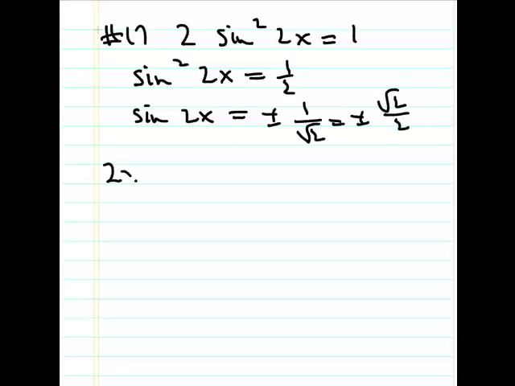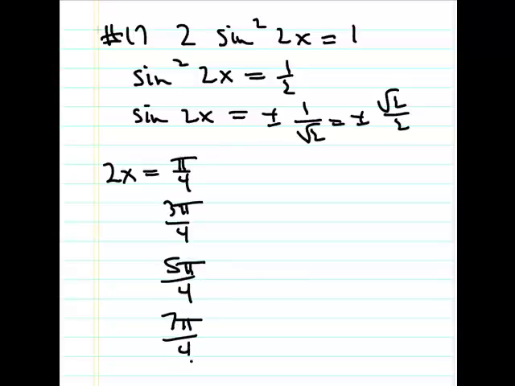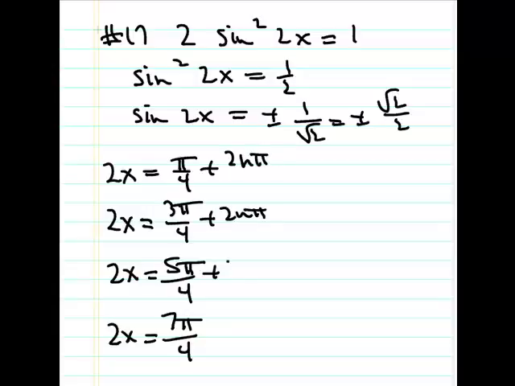Now we're going to solve for 2x here. So 2x is equal to pi over 4 or 3 pi over 4 or 5 pi over 4 or 7 pi over 4. Now, in this instance of a multiple angle, we do need to consider the plus 2n pi because of the period. So plus 2n pi, plus 2n pi, plus 2n pi, plus 2n pi.